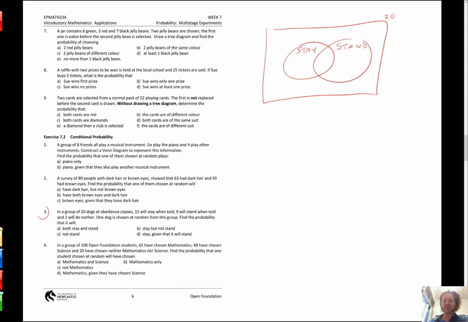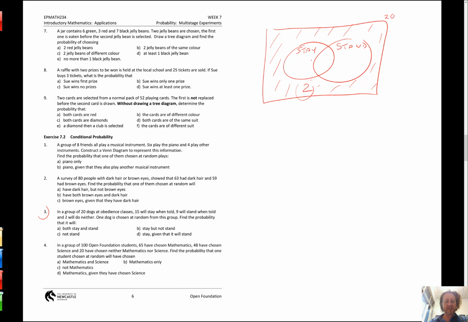15 will stay when told. Well, that means 15 need to be in the stay circle, but is it 5, 10, 10, 5, 1, 14? I don't know. 9 will stand, that means put a total of 9 in the stand circle, but I don't know where. 2 will do neither. Okay, I can put that out there. Now what I know is all of this area out here is only 2. So what has to fit in the circle region? 18 has to fit. That adds up to 20.